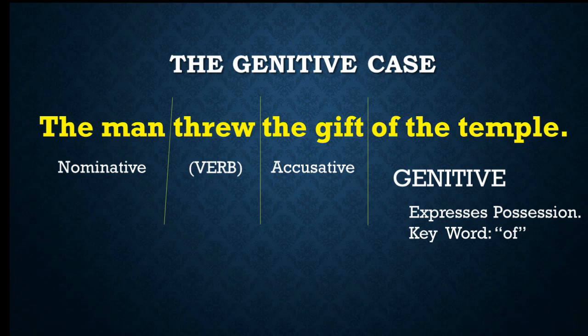The genitive case is where the noun expresses possession. We have a sentence here, the man threw the gift, but we add a genitive to it, of the temple. So we now have a sentence, the man threw the gift of the temple. The temple possesses the gift. The key word there is the word of. Keep in mind, the genitive case expresses possession.